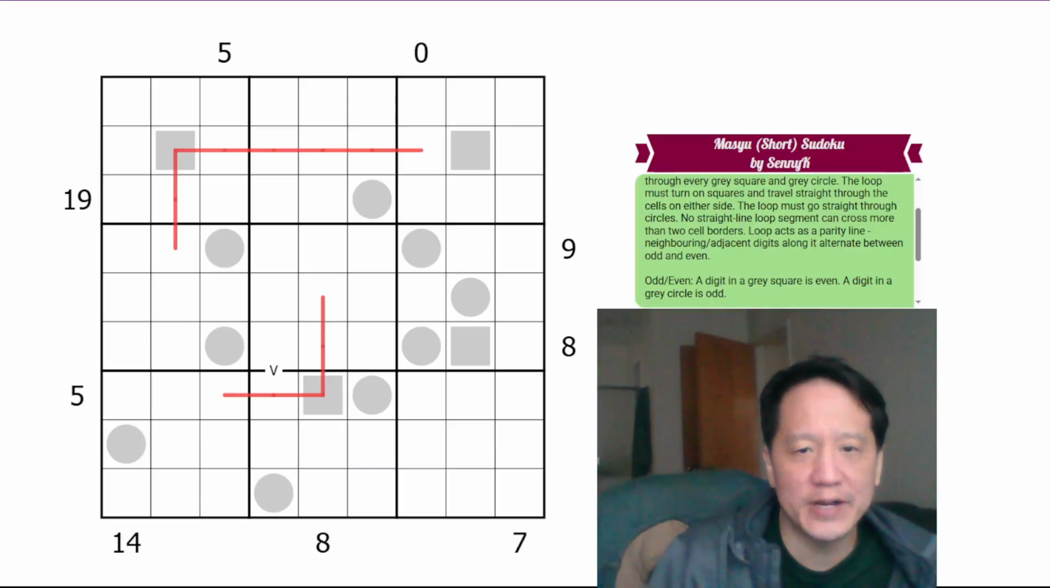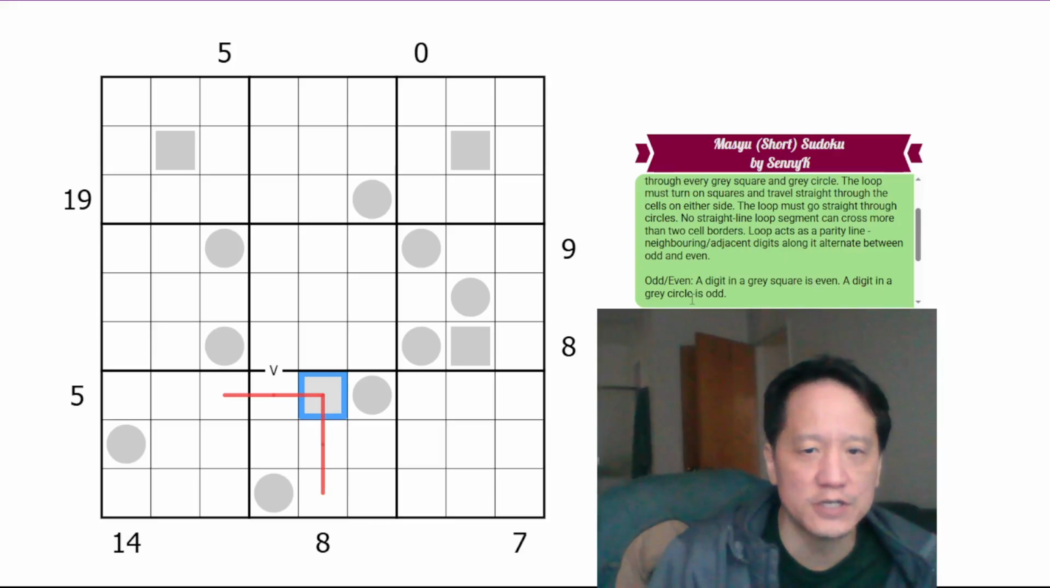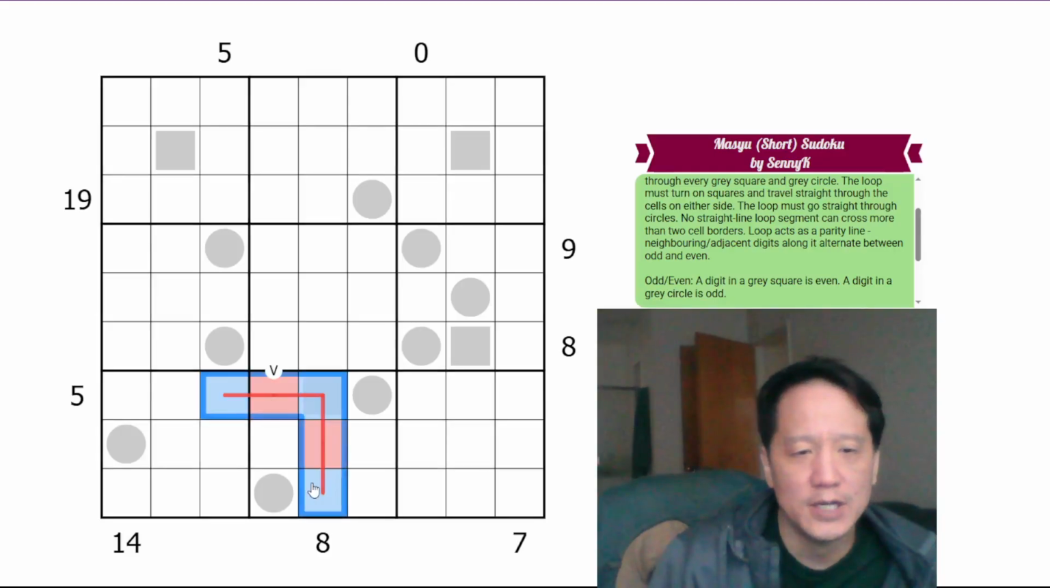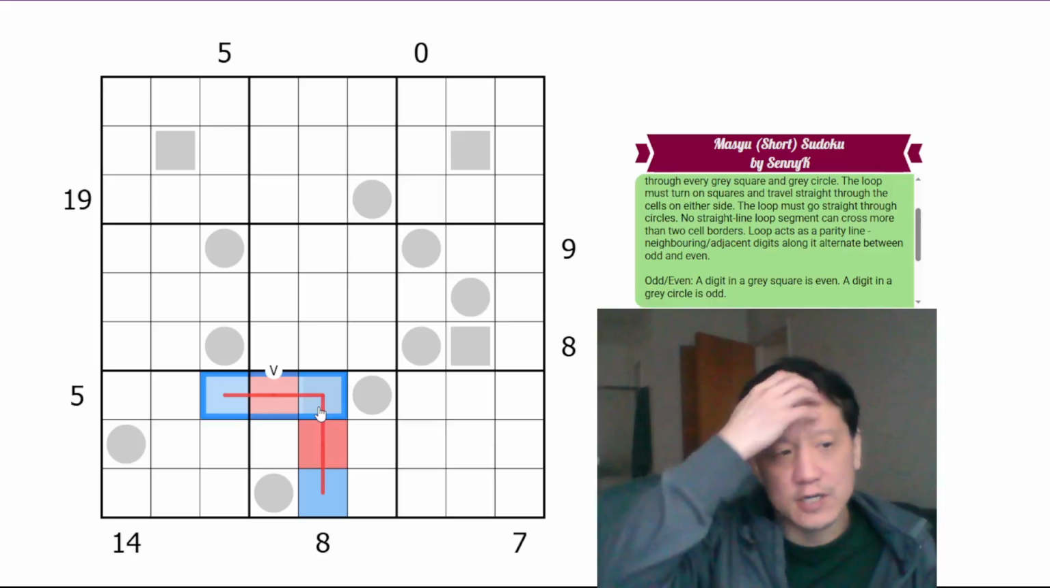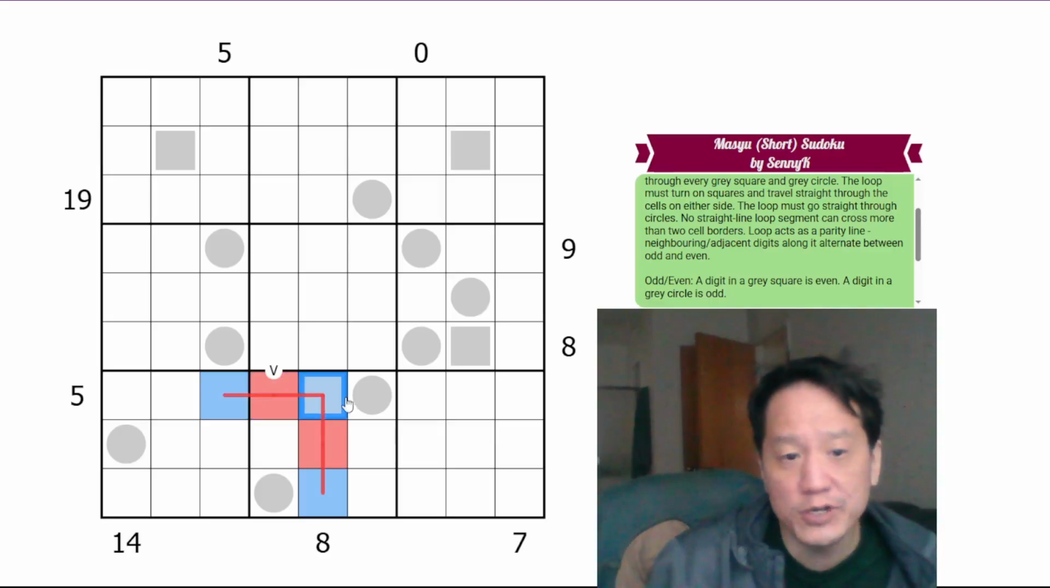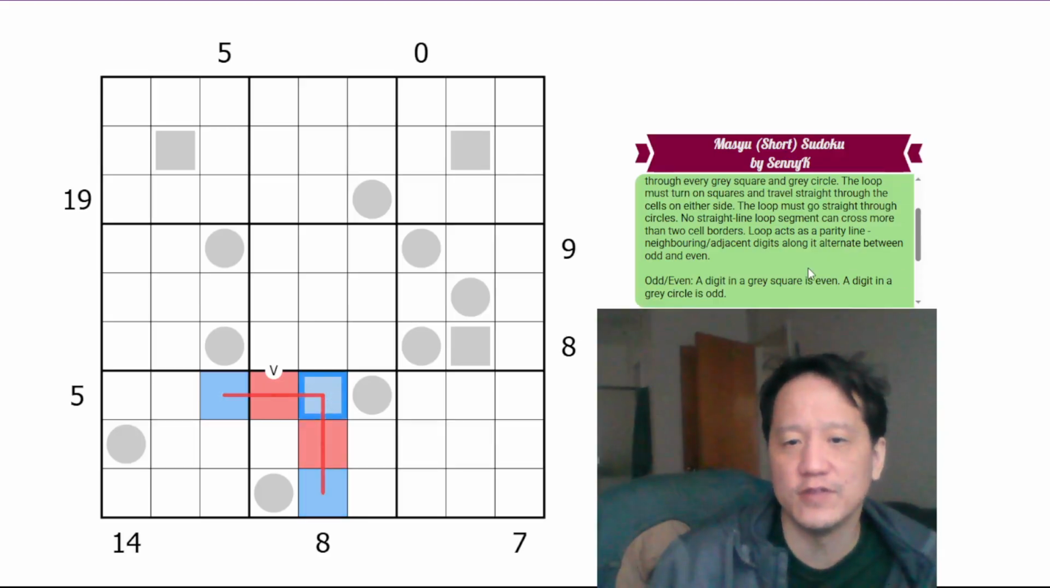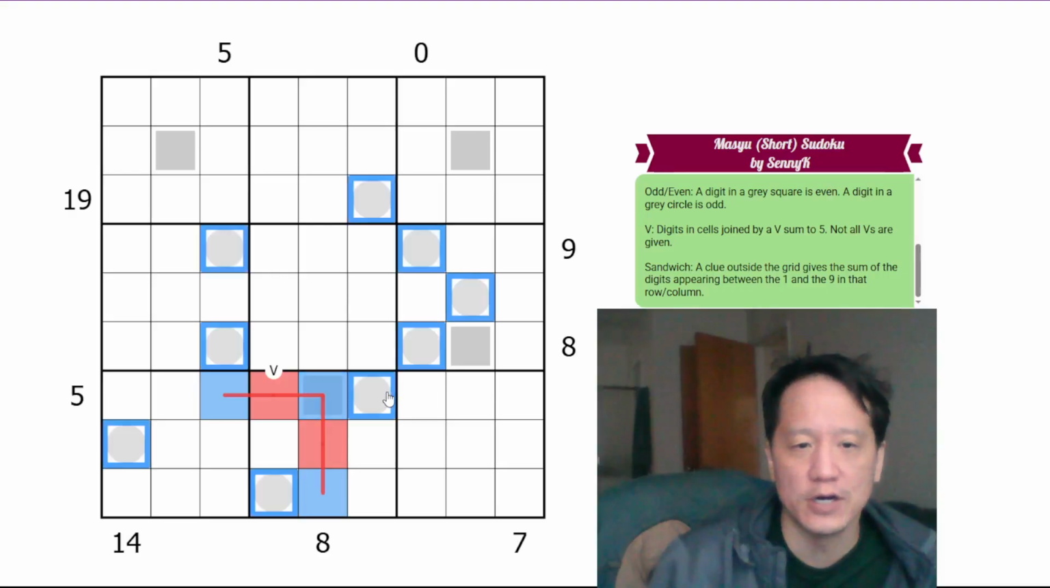Also, the loop acts as a parity line, where neighboring adjacent digits along it alternate between odd and even. So for example, say this was the loop in this segment. Well, we know this is even because digits in a square are even and digits in a gray circle are odd. So these would be even and these would be odd and these would be even if this were the loop, right? Because you'll alternate between odd and even digits on a parity loop. We know gray squares are even because of the rule set, and gray circles are odd. So these are odd.